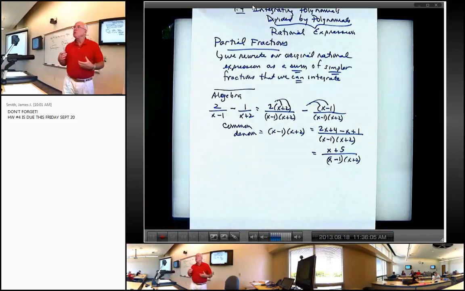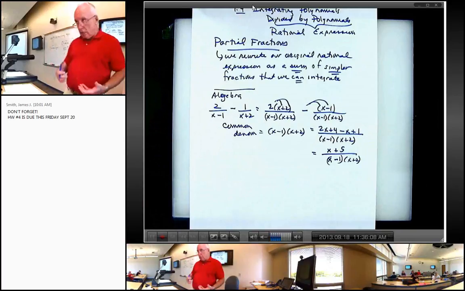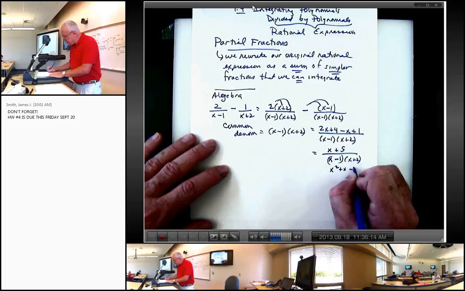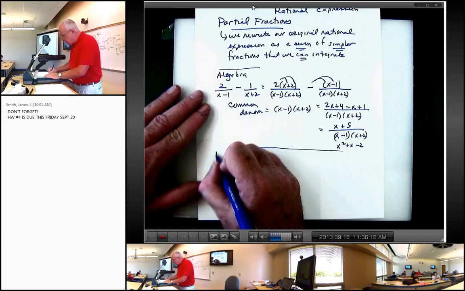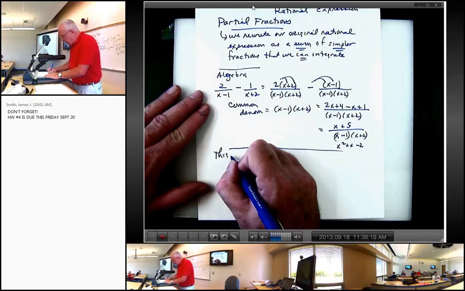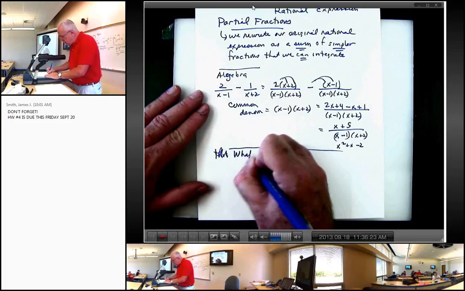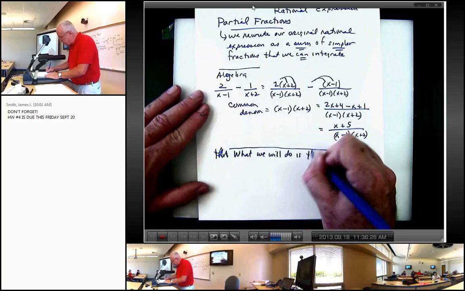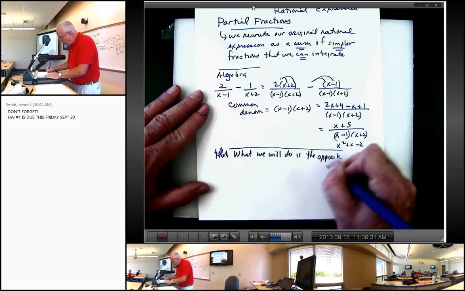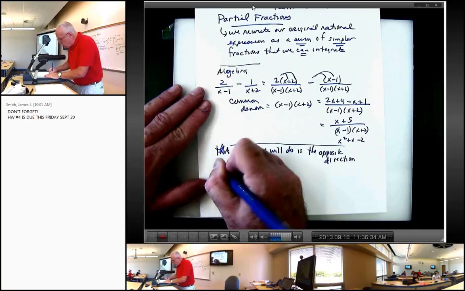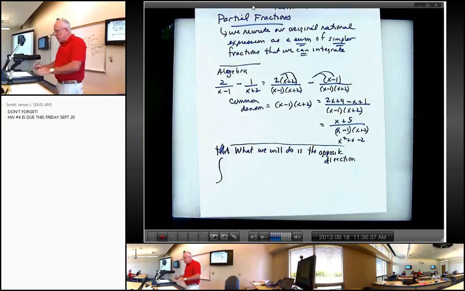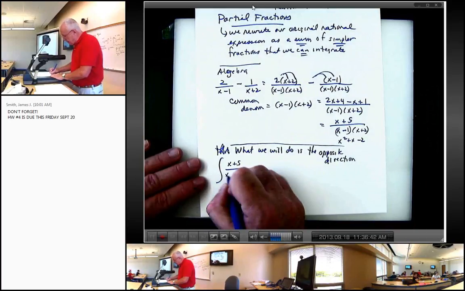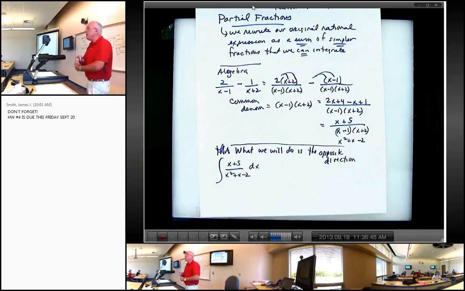Now what we're going to be doing in this section is going the other direction. And by the way, this denominator multiplies out to x squared plus x minus 2. So what we will do is the opposite direction. You're going to start with an integral like this: the integral of x plus 5 over x squared plus x minus 2 dx, and you'll be asked to evaluate this.